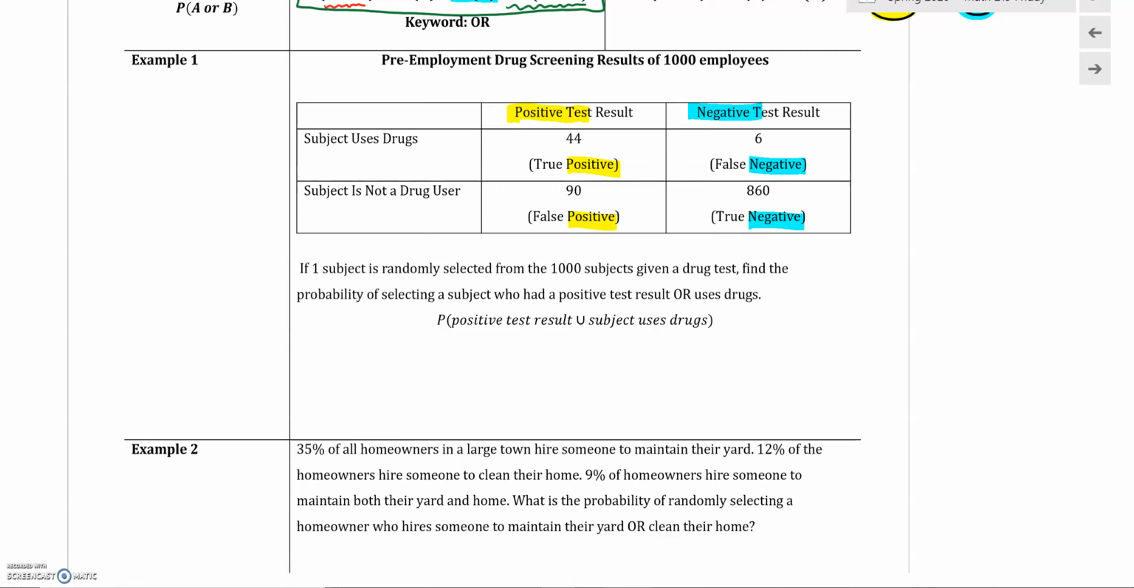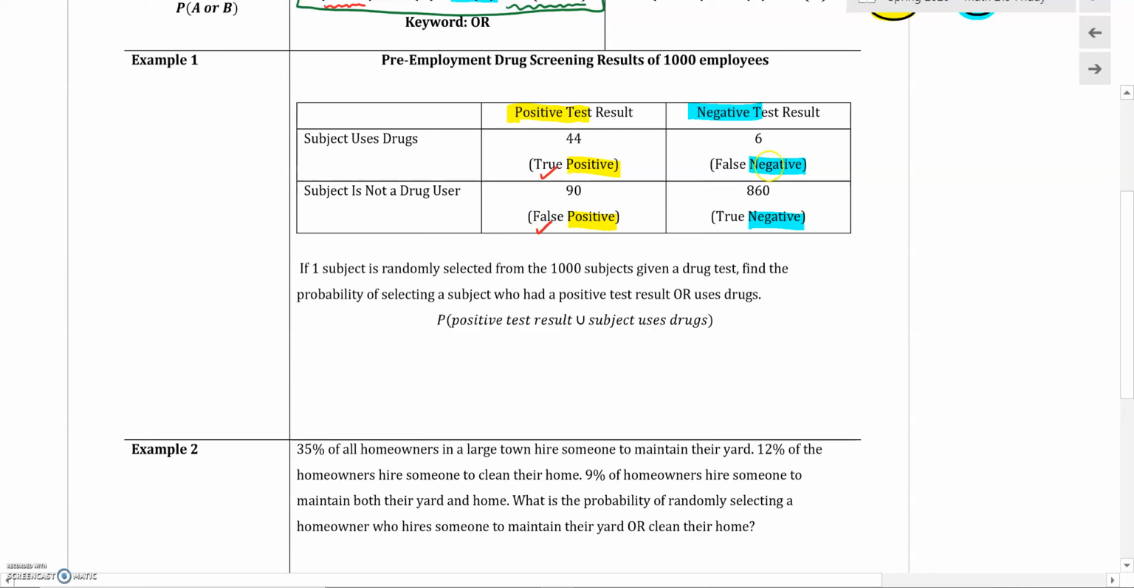The true or false just determines was it correct or not. So here, these guys used drugs and they tested positive for drugs. So it's a true positive. The test worked. Here, these guys do not use drugs, but they still tested positive for drugs. So that would be known as a false positive. Yes, they tested positive, but it was false. It was wrong.